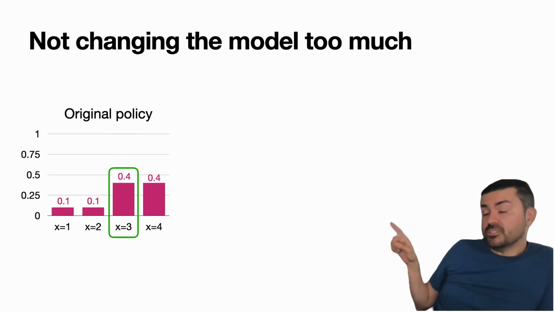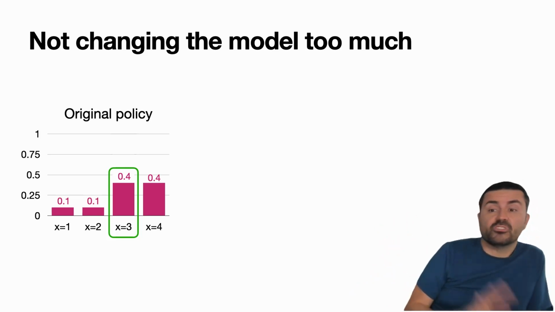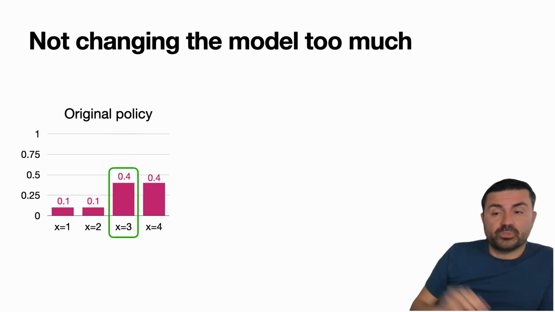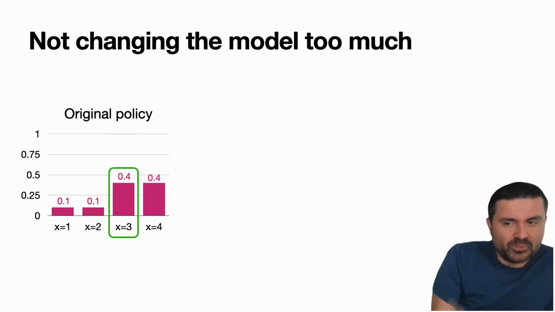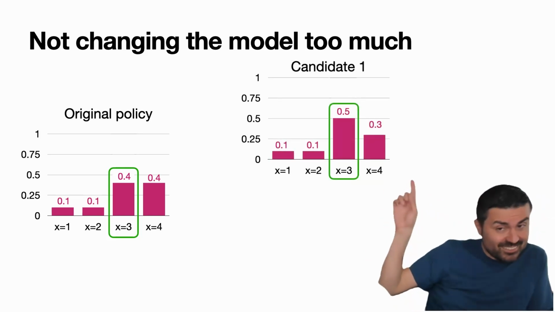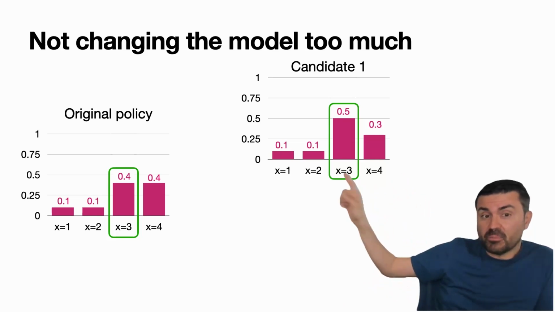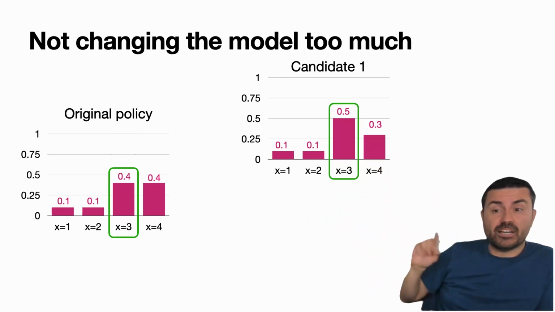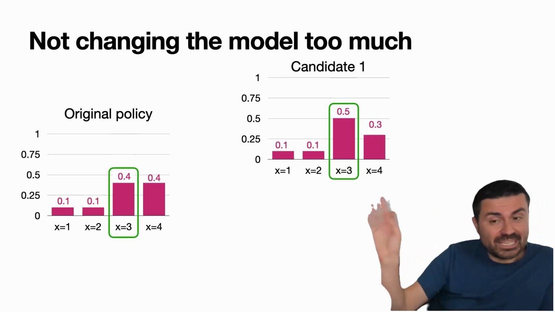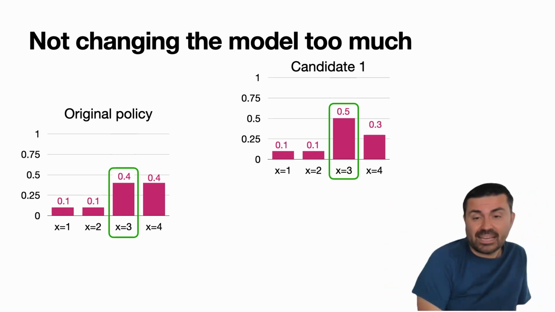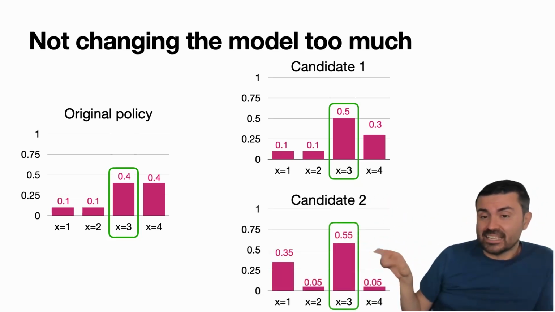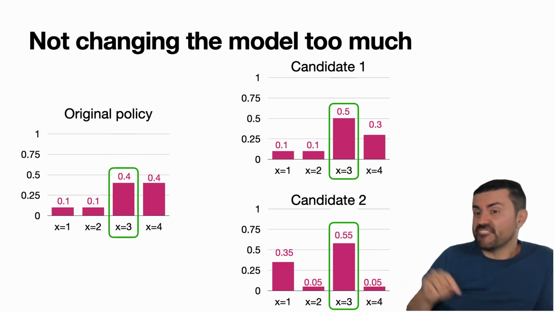Now, after an iteration, the model produces 2 new outputs. And you're going to help me out. You're going to tell me which one you like more. So the first one is candidate 1, which turned the solution x equals 3 from probability 0.4 all the way to 0.5. So it increased the probability of the output being x equals 3, which is the correct solution. And candidate number 2 is this one over here, which increased the probability of the output being x equals 3 from 0.4 all the way to 0.55.